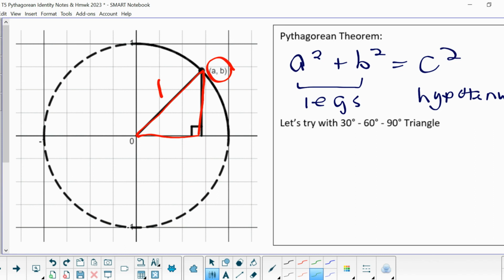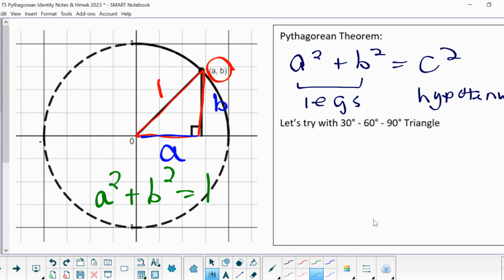With that point being A comma B, that means that this side of the right triangle is A, and this side of the right triangle would be B. You went over and up. So if we apply the Pythagorean theorem to this triangle, we would have a squared plus b squared equals 1 because the hypotenuse is 1. So it's applying the Pythagorean theorem and creating this Pythagorean identity. Okay, so this is an identity because it's equal to 1.